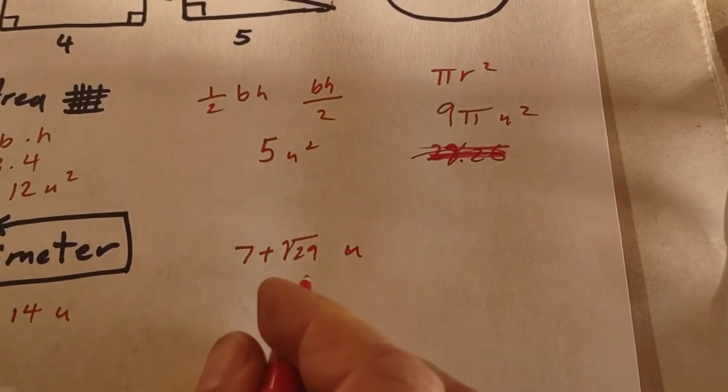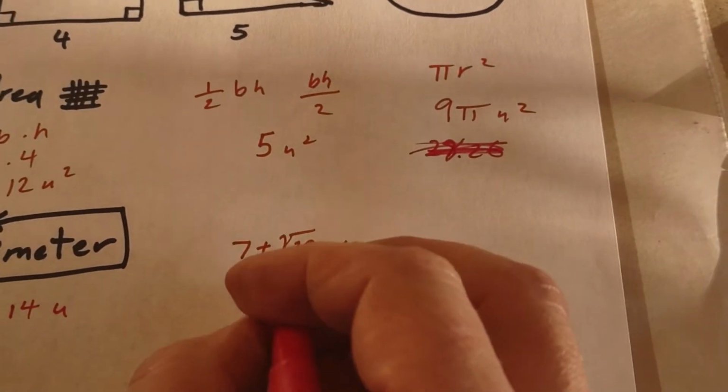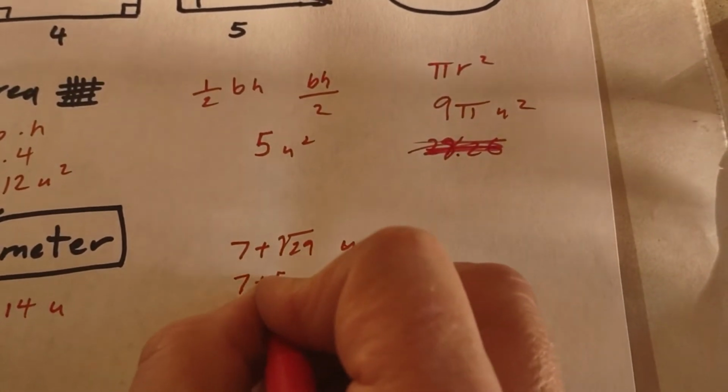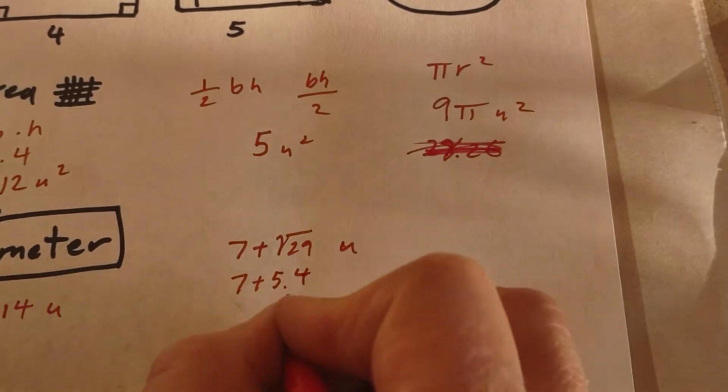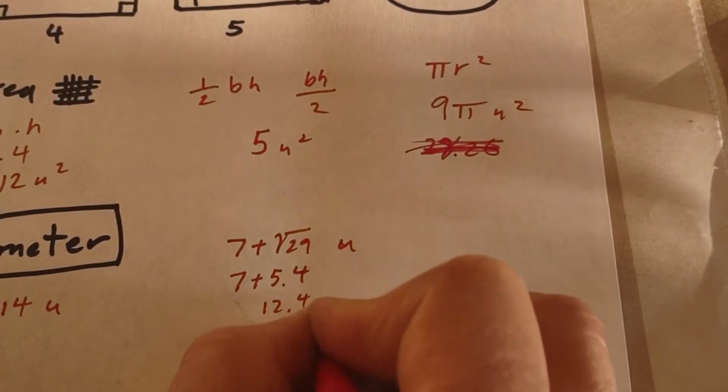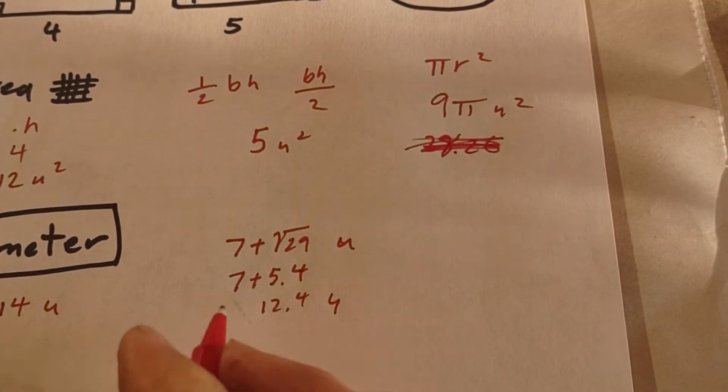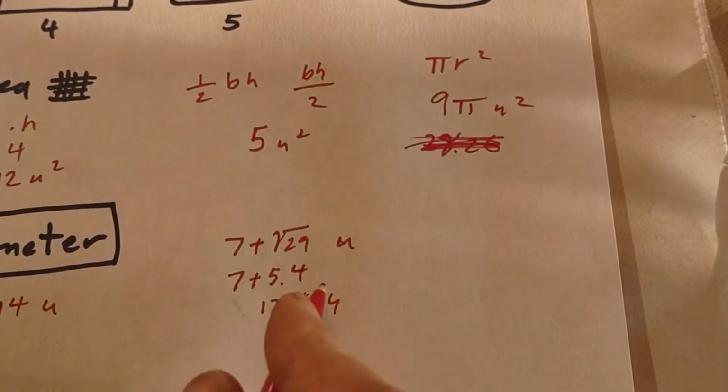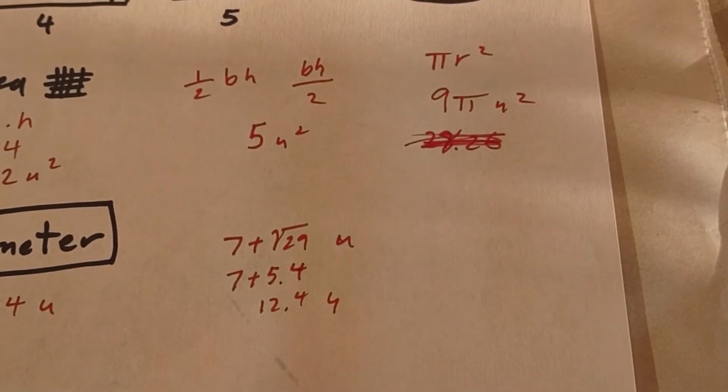But then if I want to turn that into a number, that number I think is 5.4. So I can say, well, that's 7 and 5.4, and so that's about 12.4 units around it. But 7 plus square root of 29, that's the exact answer. That 5.4 is rounded. It's no longer exact.